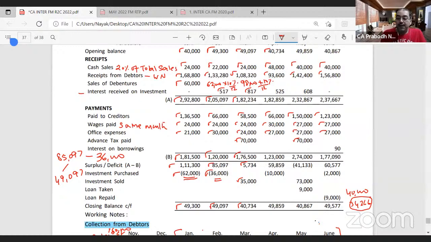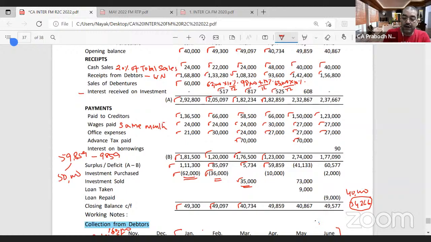Now how much investment am I having? 98,000 minus 35,000 is 63,000. On that I will calculate 10% for 1 month, so 10% divided by 12. That comes to 525. Exact 525. Again I take the total. Again I get 59,859. Again it goes more than 50,000. So I'll calculate again. If I keep aside 50,000, I will have 9,859.